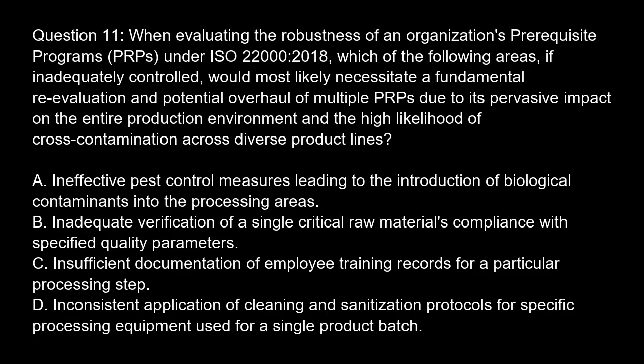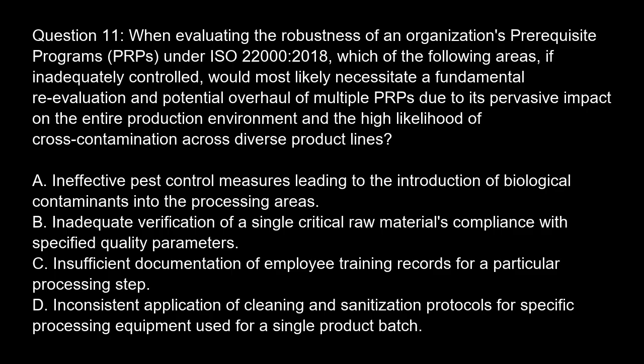When evaluating the robustness of an organization's prerequisite programs, PRP, under ISO 22000-2018, which of the following areas, if inadequately controlled, would most likely necessitate a fundamental reevaluation and potential overhaul of multiple PRPs due to its pervasive impact on the entire production environment and the high likelihood of cross-contamination across diverse product lines?